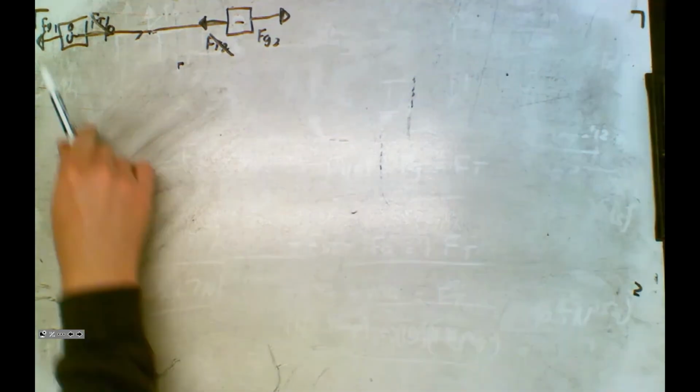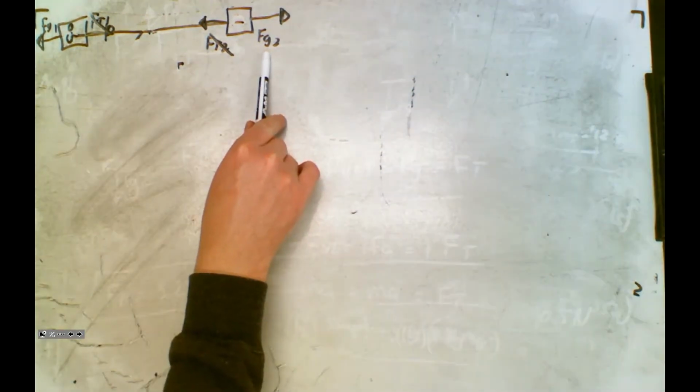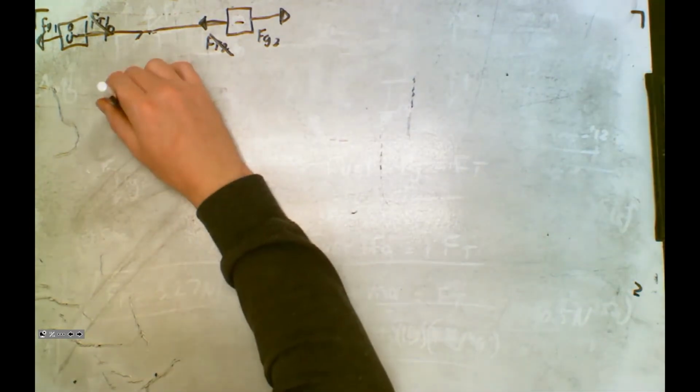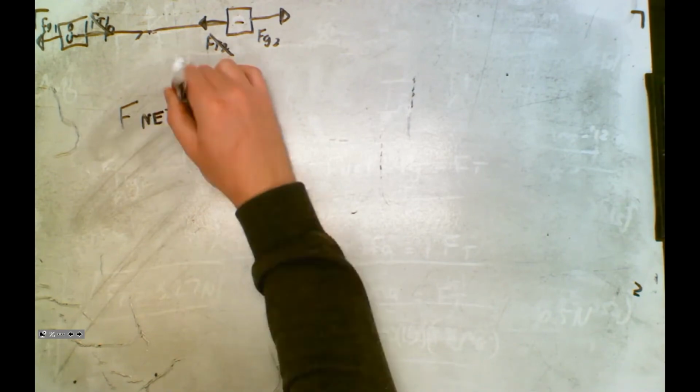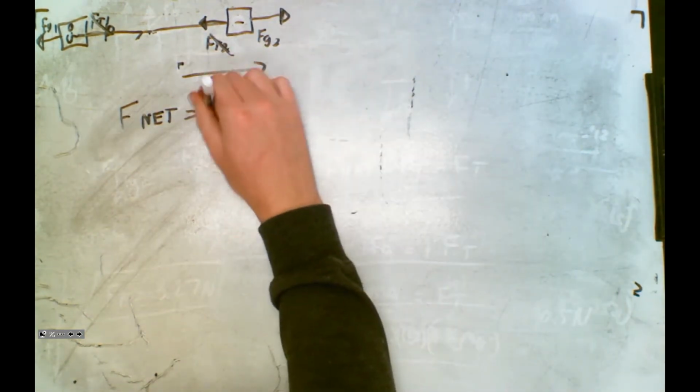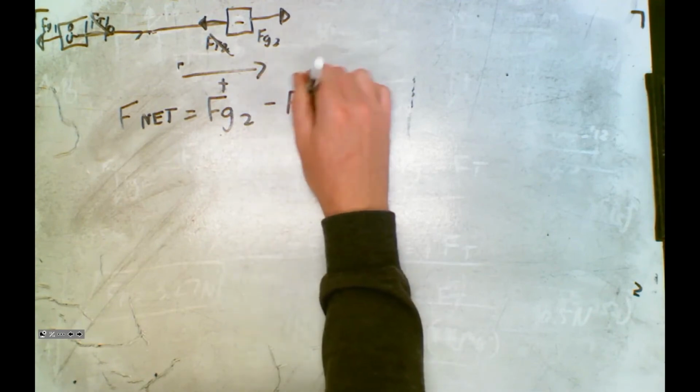Now when it's straightened out, our forces of tension are always the same, so they'll cancel out. Do my Fg's cancel out? The answer is no, because this is 1, this is 0.5, so this is a bigger force of gravity. So when we write our Fnet equation, I'm going to make this way positive because it's going to accelerate that way: Fnet equals Fg2 minus Fg1.